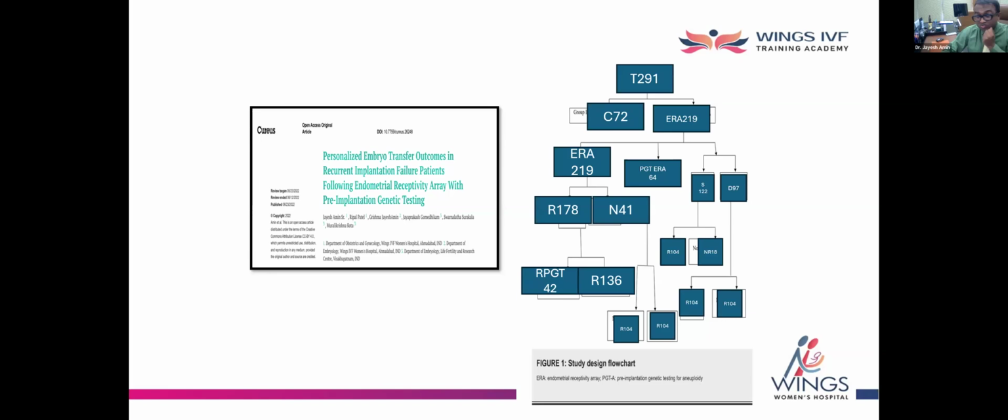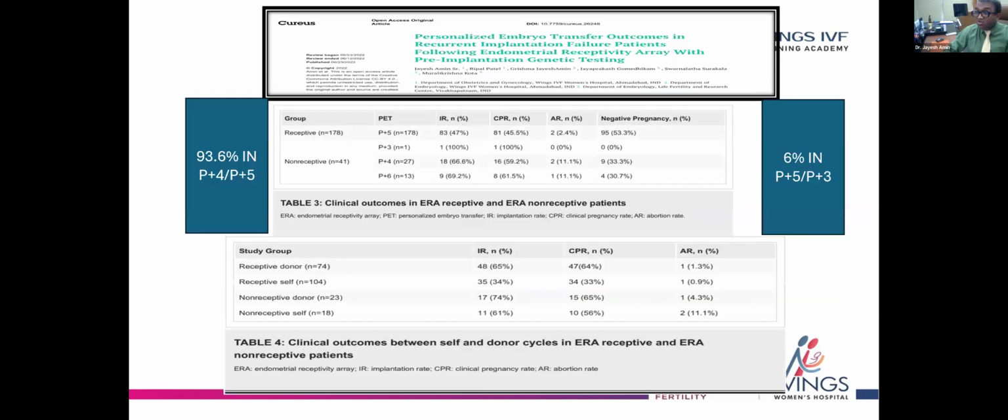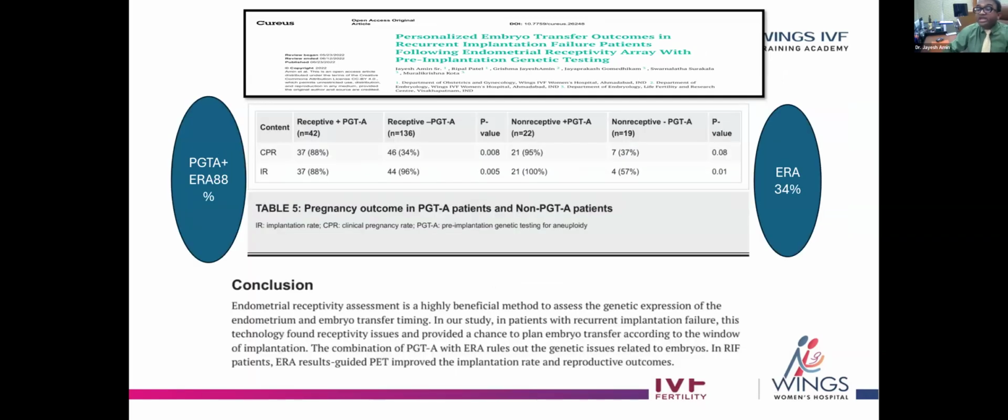And this is my own study, which was previously published, for the ERA. I recruited 219 patients for the ERA. And then I showed that displacement of more than 48 hours, meaning P+3 and beyond P+6, the window period displacement, is seen in only 6%. So the rest of the displacement is only around P+4 or P+6. That means a 48-hour disturbance is there, but there is no window displacement of more than 48 hours.